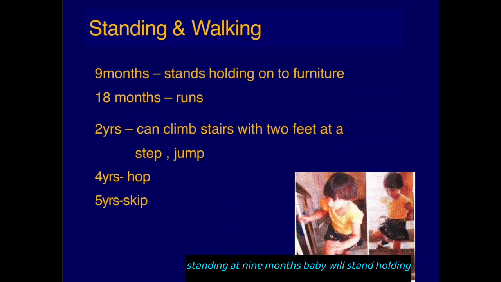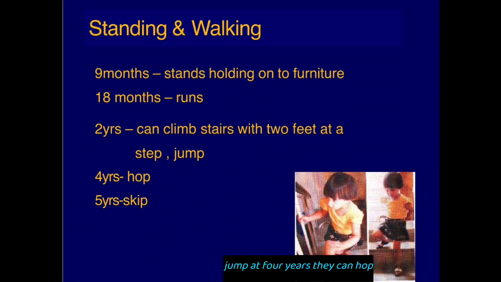Standing: at 9 months baby will stand holding on to a furniture. At 18 months baby can run. At 2 years they can climb the stair with 2 feet at a step. That means both the legs they'll be putting like a step, like we are walking, no, in that way. And they can also jump.